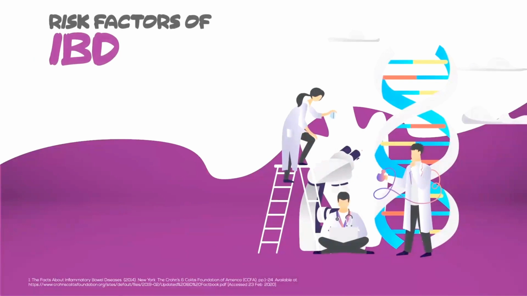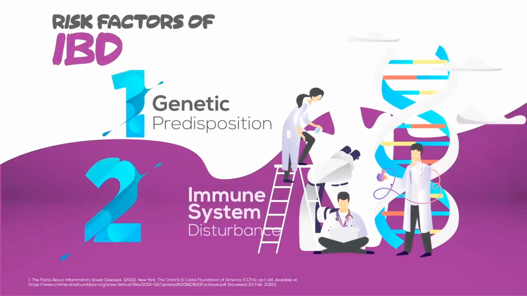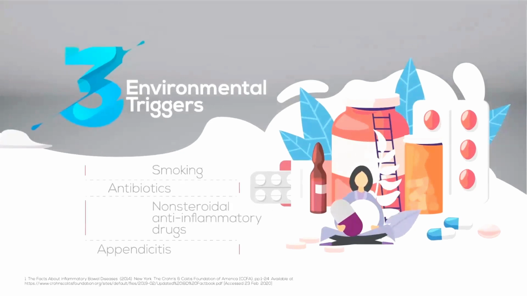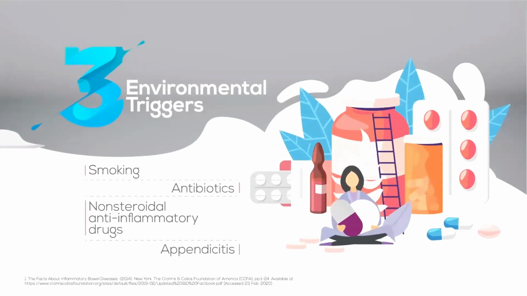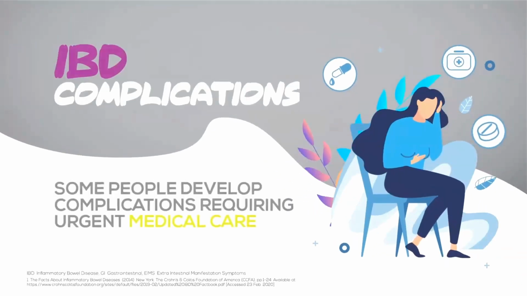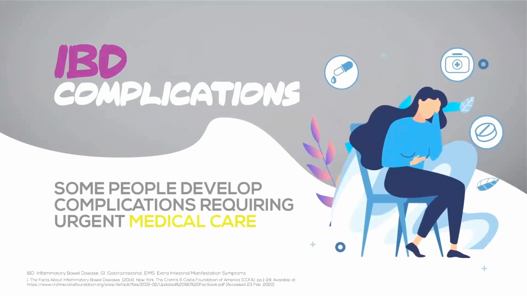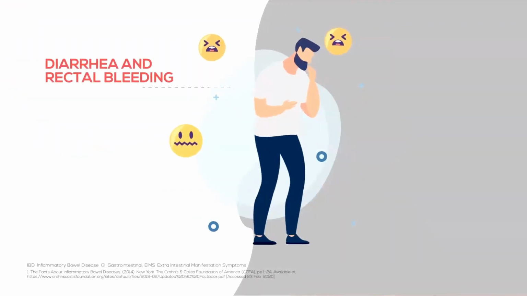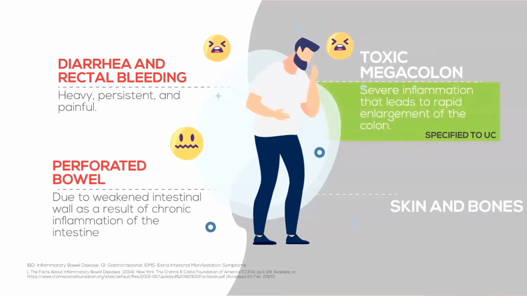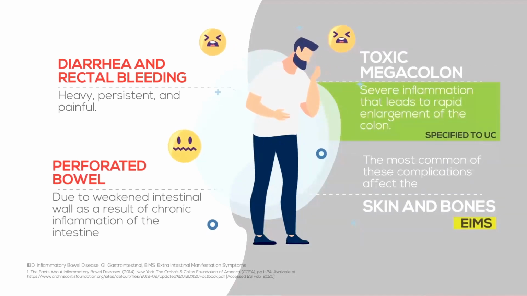Risk factors of IBD: genetic predisposition, immune system disturbance, and environmental triggers such as smoking, antibiotics, non-steroidal anti-inflammatory drugs, and appendicitis. IBD complications: diarrhea and rectal bleeding, perforated bowel, toxic megacolon, skin and bone problems.